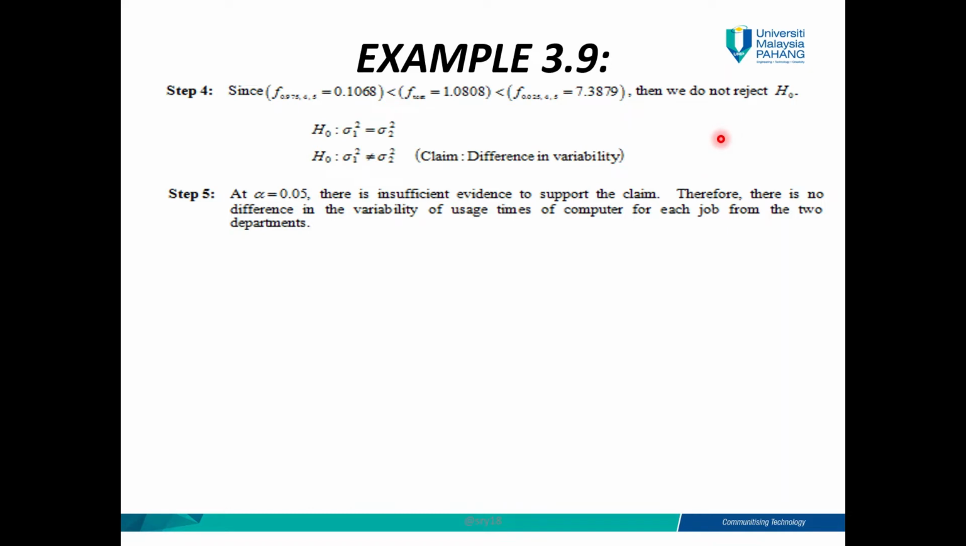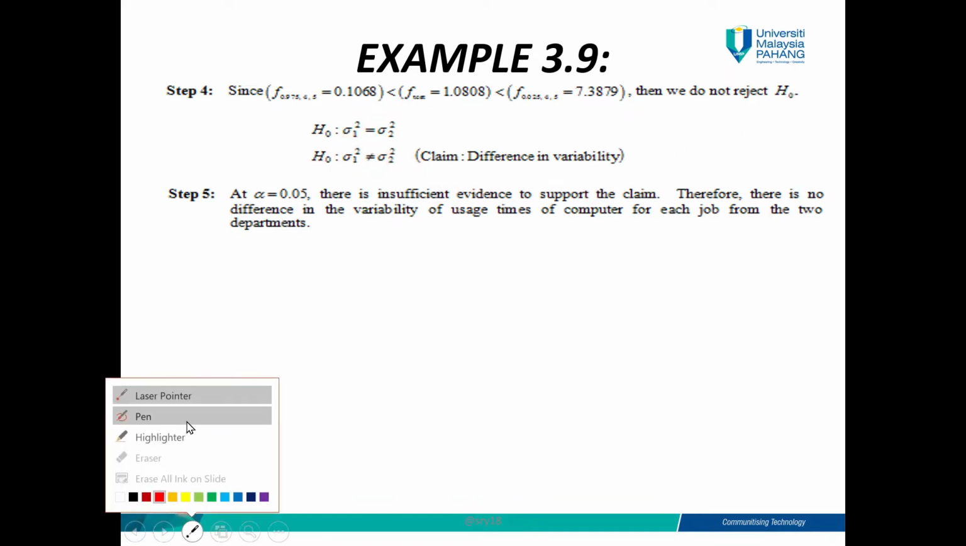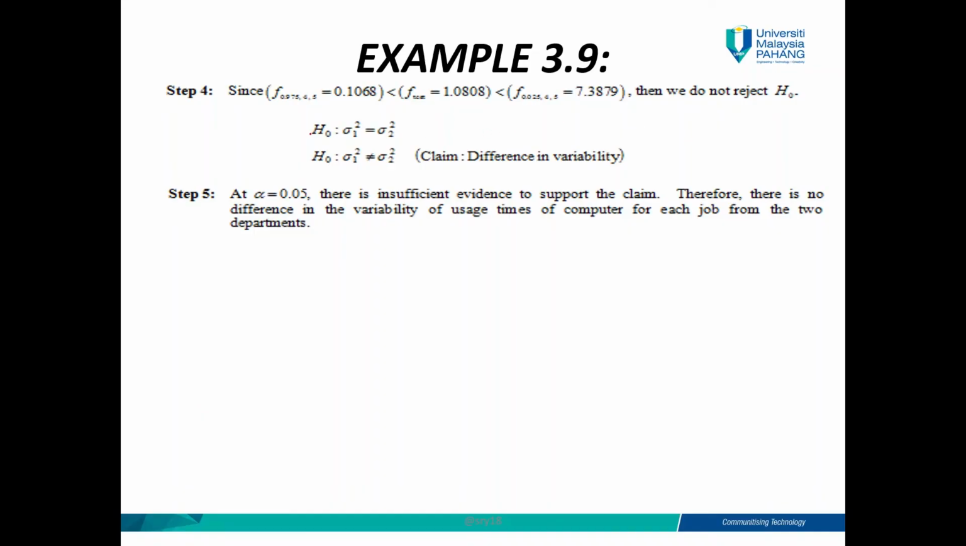For step 5, we need to recall our hypothesis statements. So you don't reject H null, which means the H null statement is true, and H1 needs to be rejected. Don't reject H null means that the statement that the variance of human resource is equal to the variance of research department is the one we cannot reject in this hypothesis testing. This is the true statement for the whole population. So what happened to our claim?